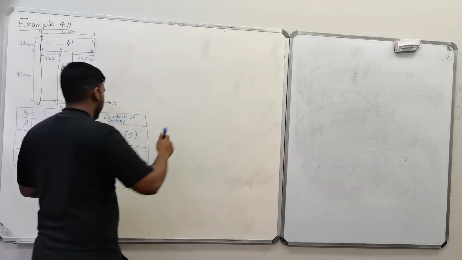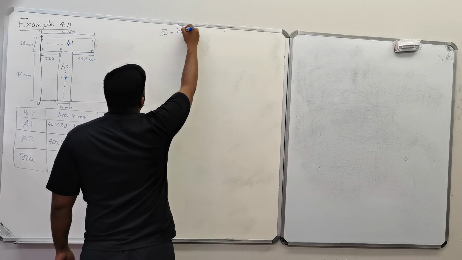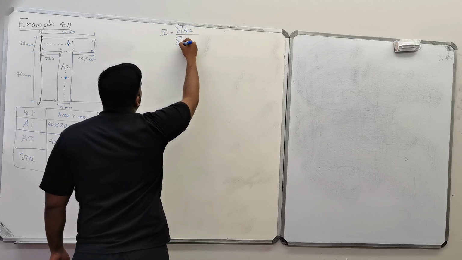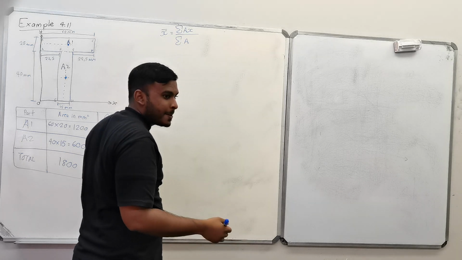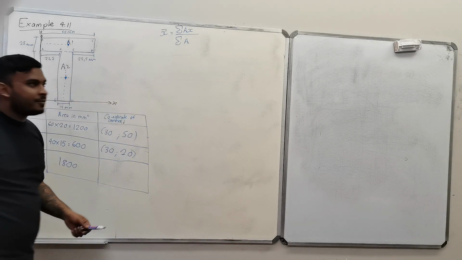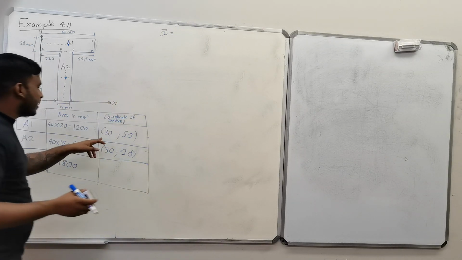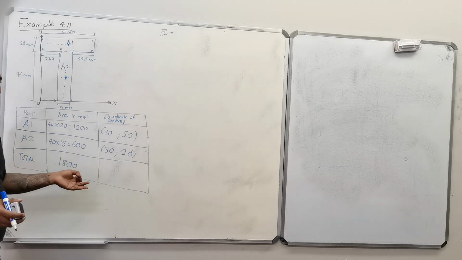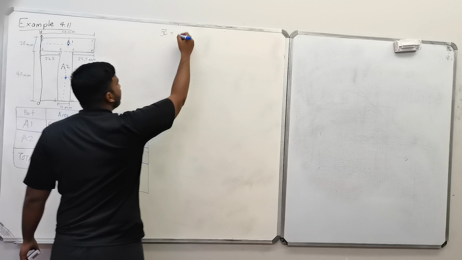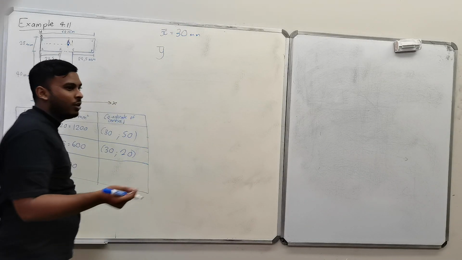Now you use your formula. So you'll say x bar is equal to the moment, your area, all over the total. You can see now, because the center point of both these shapes is 30, the center point of your overall shape should be 30, right? So this would also be 30 millimeters. So you only need to solve for y bar.